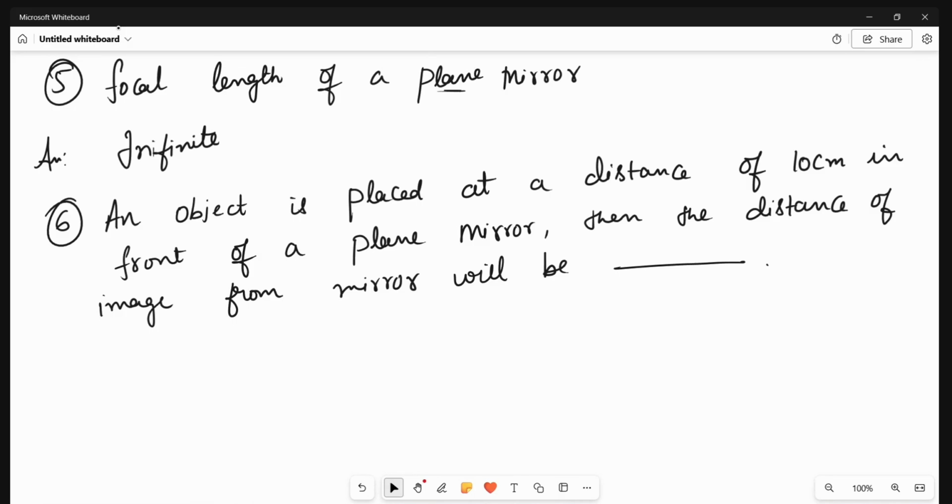10 centimeter. If you stand in front of the mirror and go back, the image distance also increases. If you come closer to the mirror, the image distance also reduces. So it will always be the same. Object distance, if it is 10 centimeter, image distance is also 10 centimeter.